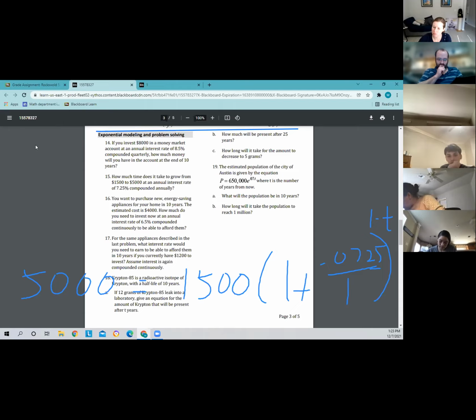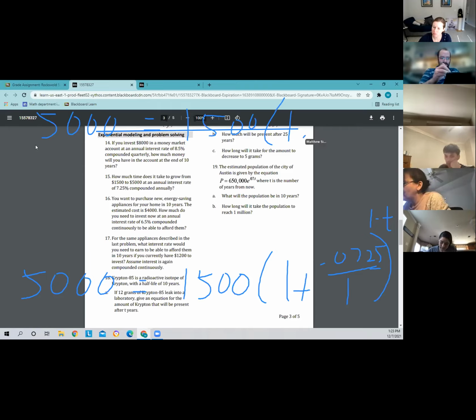By dividing the first part. Do what's in parentheses first, right? Yeah, there's a few different ways you might want to clean this up. If you want to do things in the parentheses first, you can do that. So if we do that, 1.0725 divided by 1 is just going to be 0.0725.